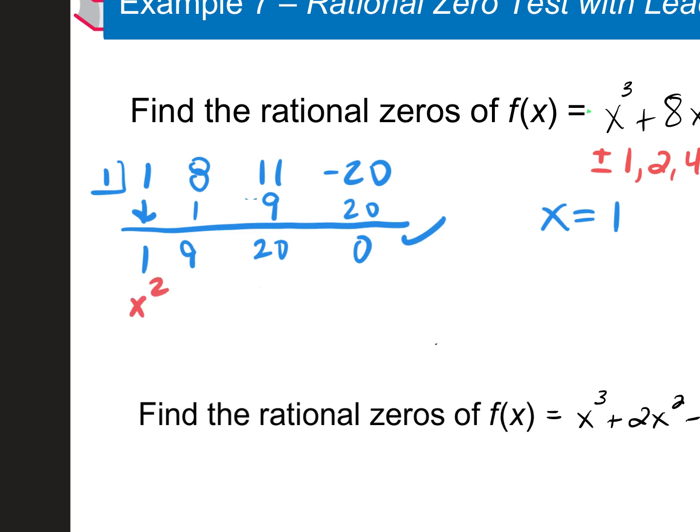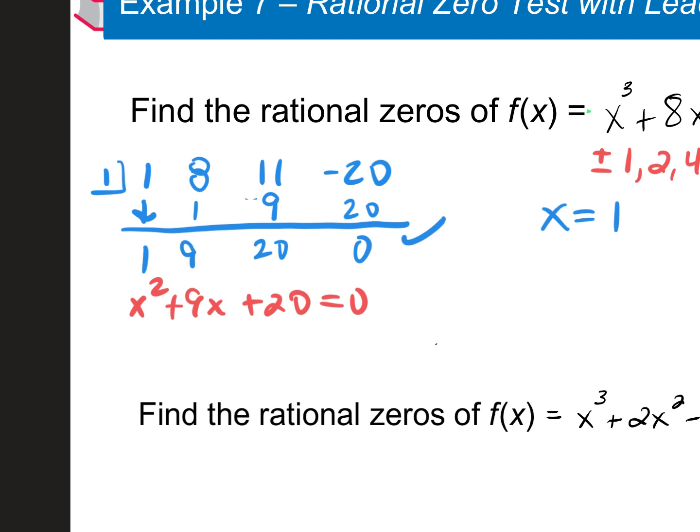X squared plus 9x plus 20 equals 0. So now you say, okay, I already found one of the answers. I have to find 2 more. You can jump into synthetic division again.